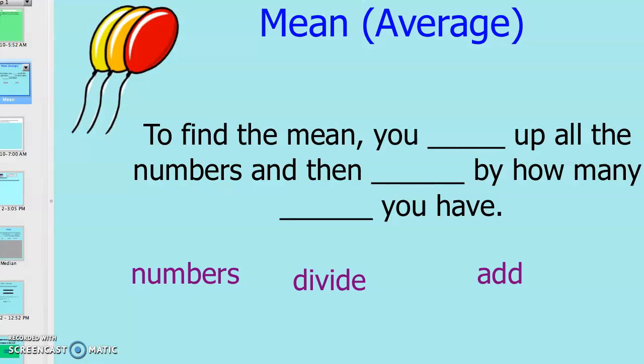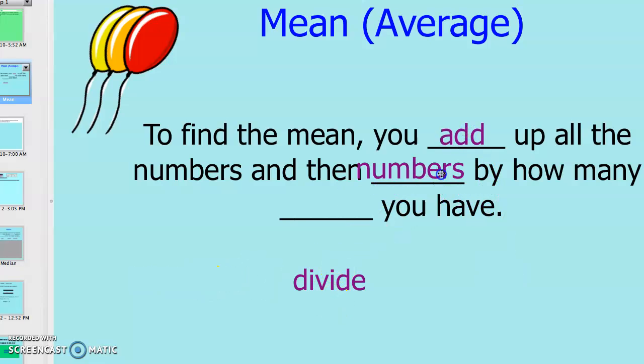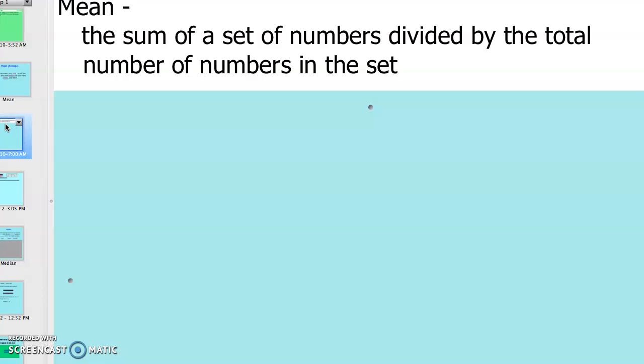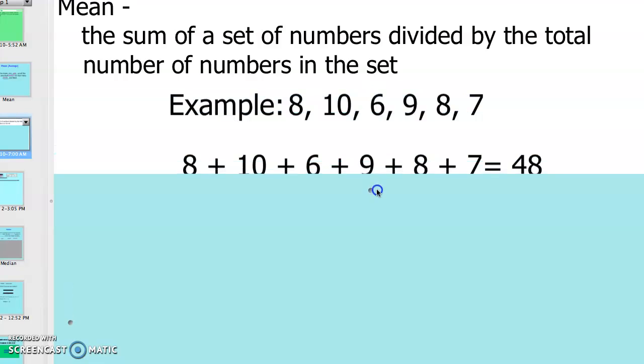So to find the mean, we add up all of our numbers, and then we divide by how many numbers we have. Whenever I think of average, I always think about your test scores. So remember, to find the average of your product grades, I add up all of your test scores and then I divide by how many test scores you have, and that gives us the average. So again, it's the sum of a set of numbers divided by the total numbers of numbers in the set.